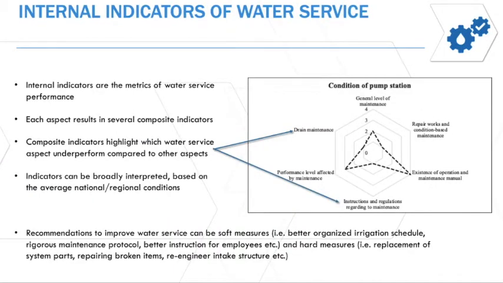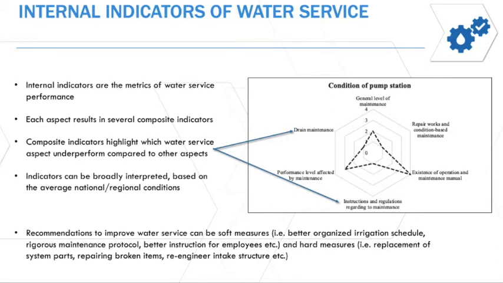Similar to the management chapter, water service appraisal is a combination of open-ended questions and evaluated scoring plans. The internal indicators are the results of the chapter. Each dimension, let's say each question we discussed, is evaluated through several composite indicators. The composite indicators highlight which aspect underperforms compared to the others.